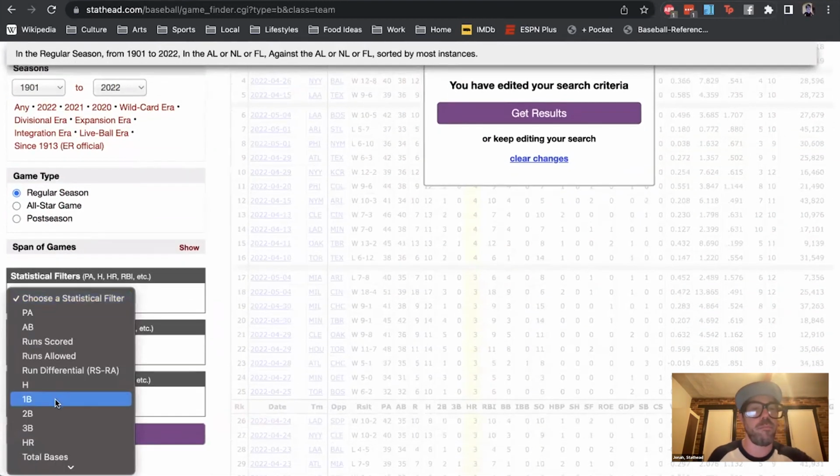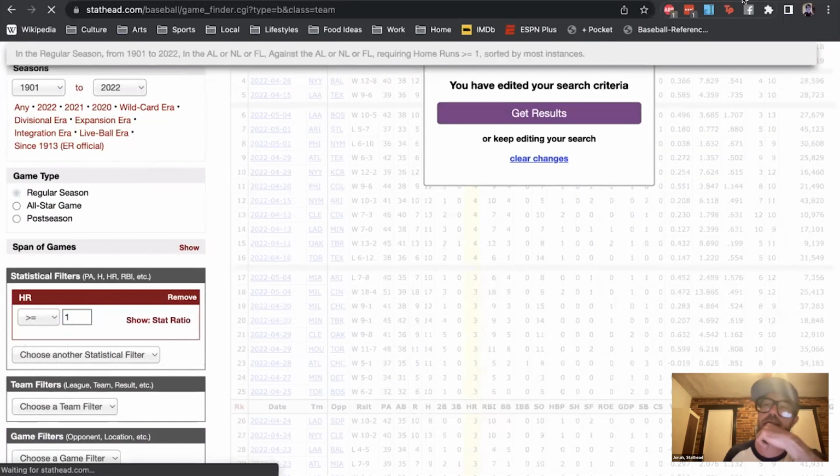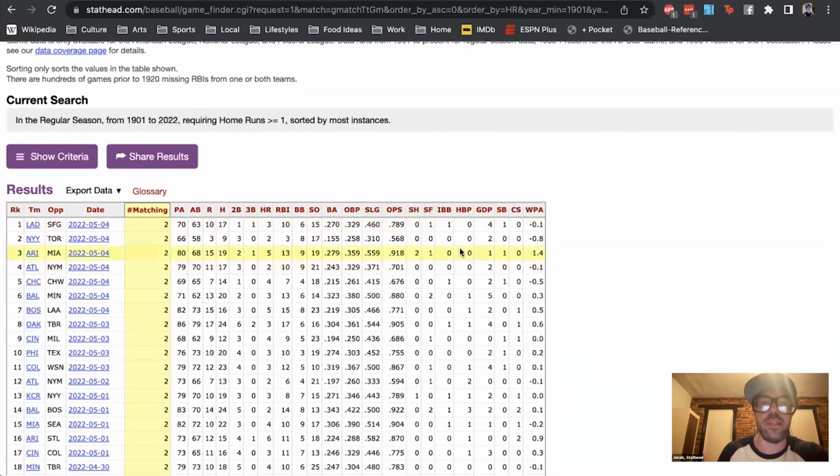And I'm going to plug in home run. And then this is going to take some time, because what we're going to do is pull up a list of every game where both teams hit a home run. But what you'll notice when this finishes searching is that it gives you a combined stat line for both teams for the game. So here you can see the combined stats.